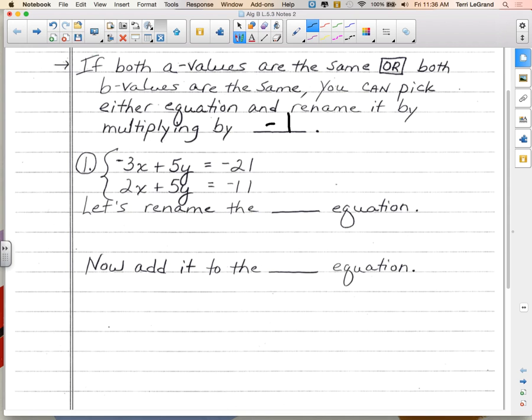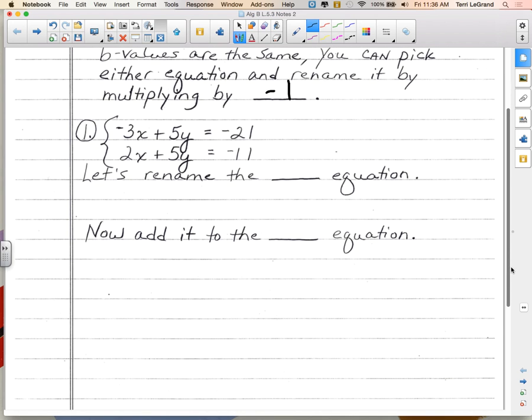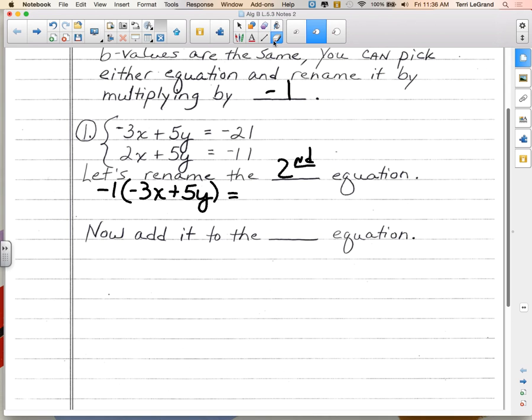If you multiply by -1, in other words, you rename one of the equations. So which equation do you want to rename here? The first one or the second one? Second one? That one here. Okay, so let's rename the second equation. So we're going to take -1 and multiply both sides by it. Oh, I'm doing the wrong one. Thanks. Good catch. If you're going to do the second one, do the second one, right?